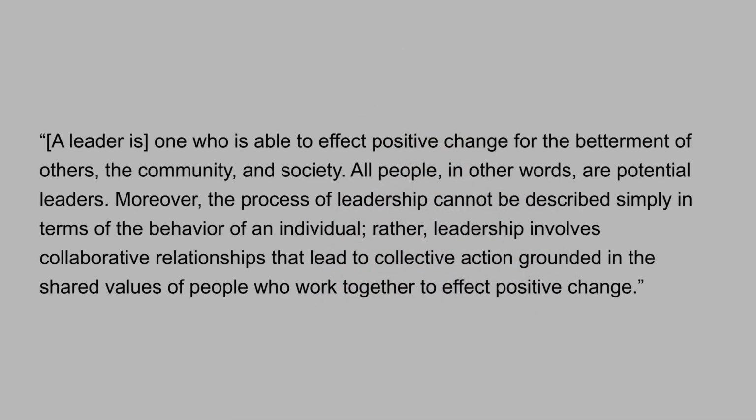So according to Austin, a leader is one who is able to effect a positive change for the betterment of others, the community, and the society. All people, in other words, are potential leaders. Everyone has potential, competencies and skills that we can develop. And so this is why we have to cultivate their potential ability.